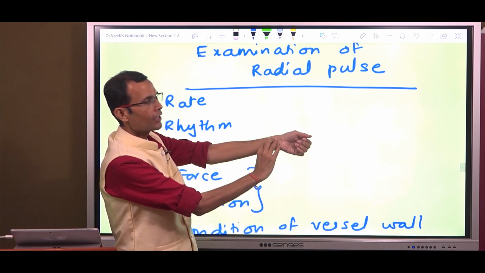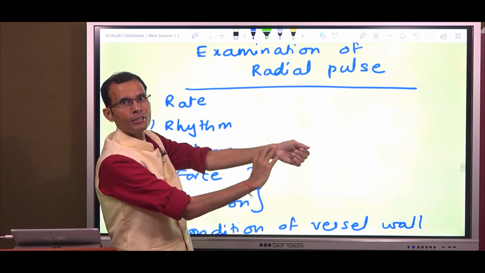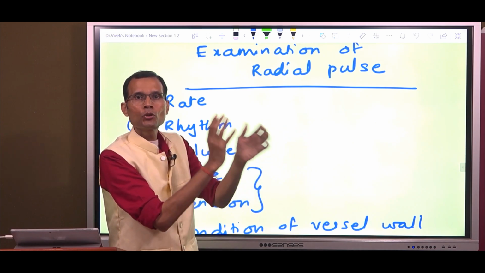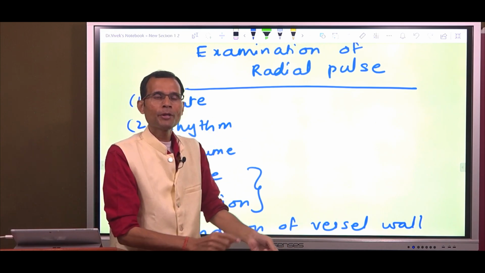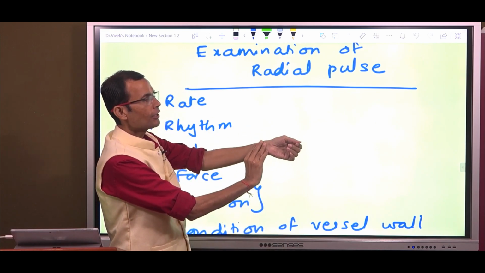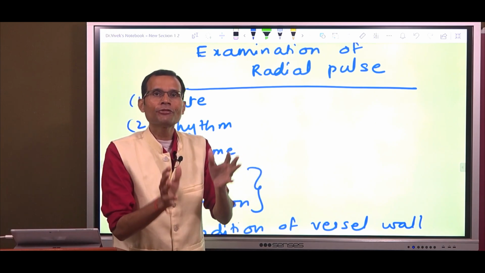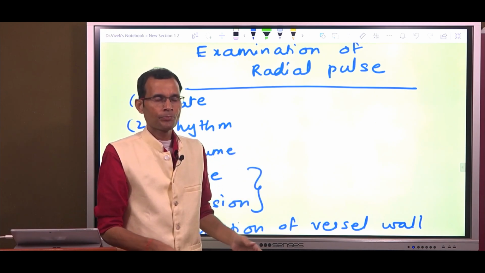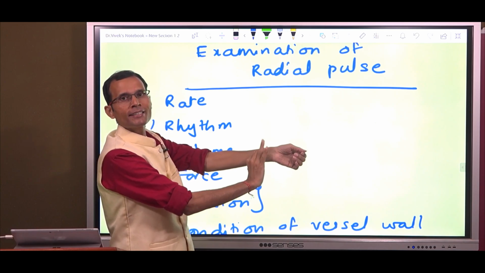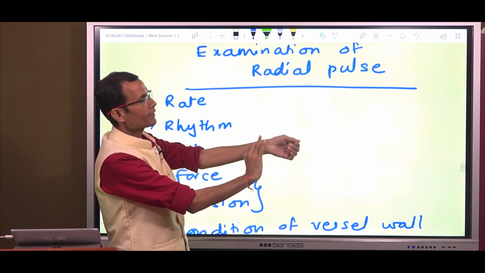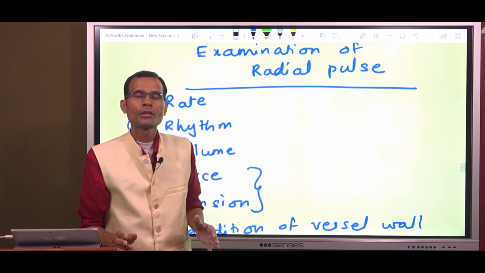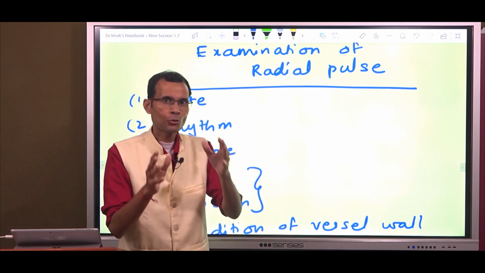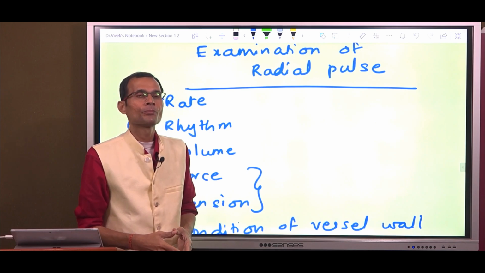So the index finger, the proximal finger, is to compress the vessel wall so that the pulse becomes prominent. The middle finger is to actually feel the pulse. And what about the distal finger? The ring finger is the distal finger. The distal finger performs an important function. So listen to this part carefully.